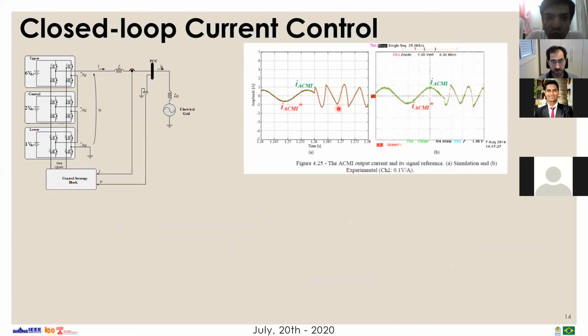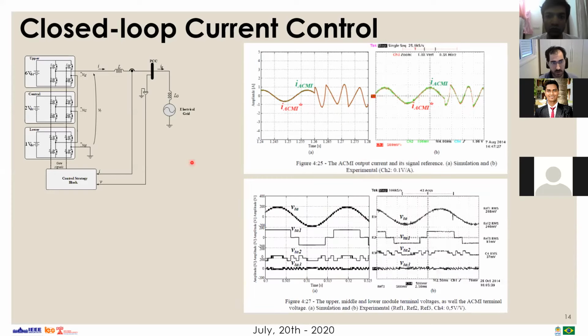Let's take a look at some results. Here on the left, I have simulation results, and here I have experimental results. In red, I have the reference for the output current, and in green, the output current. This is valid also for the experimental results. What you can see here: for a sinusoidal reference, initially the reference is sinusoidal, and we see that the output current is following the reference signal. And then at this moment, I set the inverter to operate as an active filter and the current is distorted. The reference changes to a distorted waveform, but we can see that the output current is still following the reference with negligible steady state error. This is also valid for the experimental result.